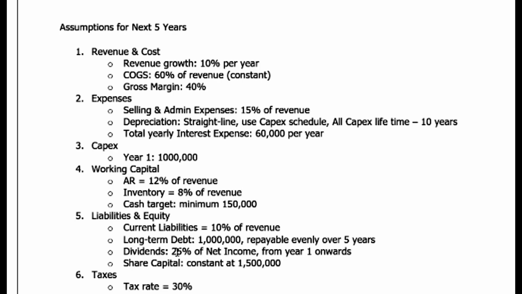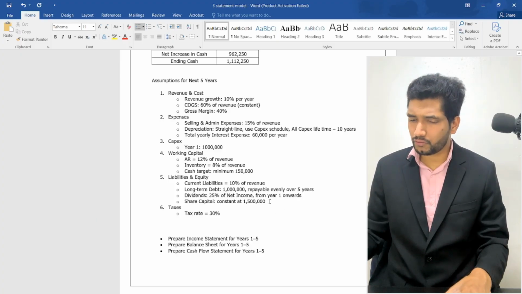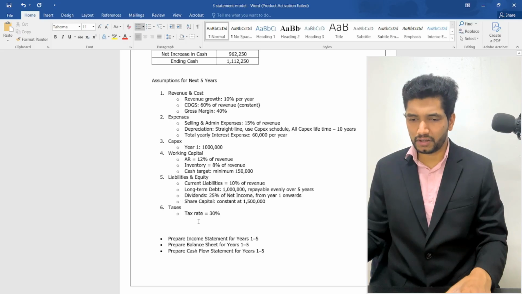Then the liabilities and equity. Current liability is 10% of revenue. Long-term debt is 1 million. And the dividend is 25%. And the share capital is constant at 1.5 million. Then the tax rate is also given. That is 30%.